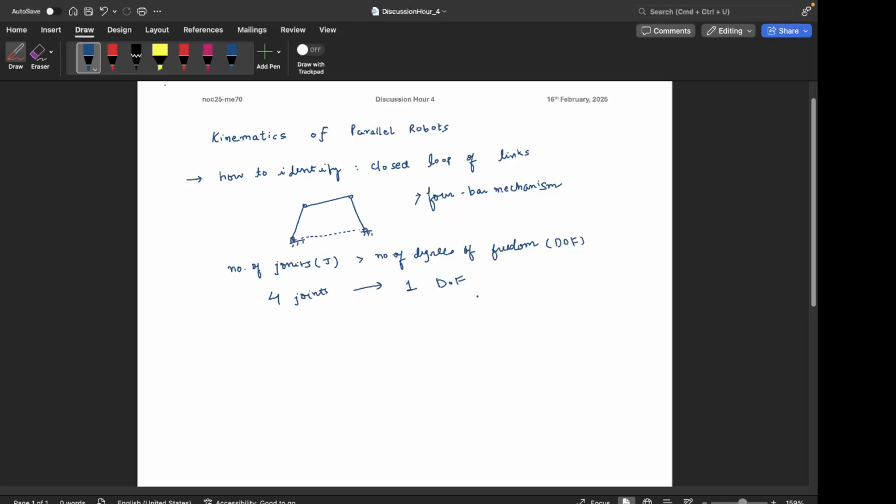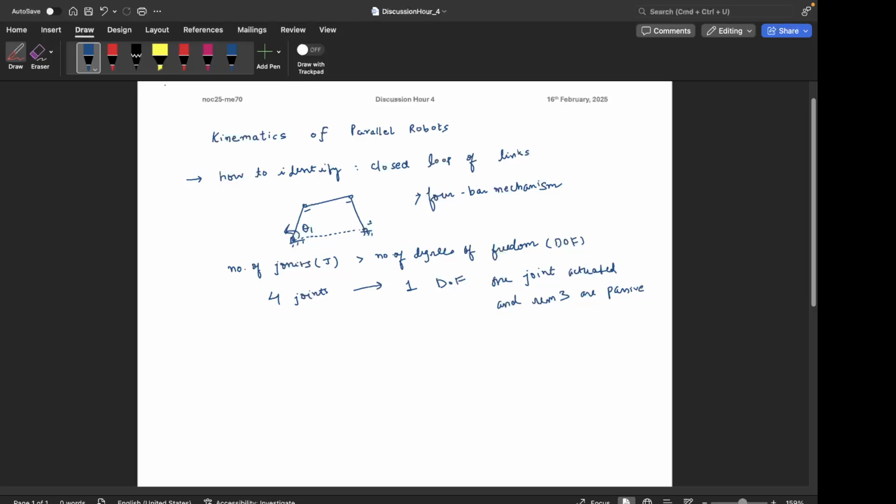So that one joint is actuated and the remaining three are passive. Right? So let's say if I put a motor on this joint, and if this starts rotating, then these three revolute joints would automatically start rotating in a certain manner, and that we can derive by doing the kinematics of this mechanism.